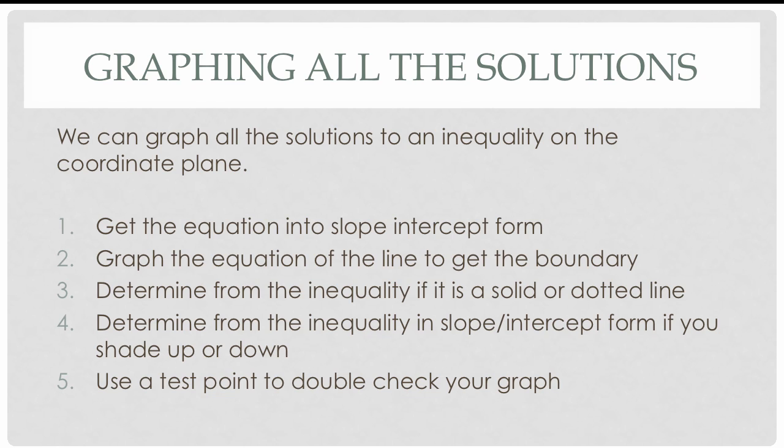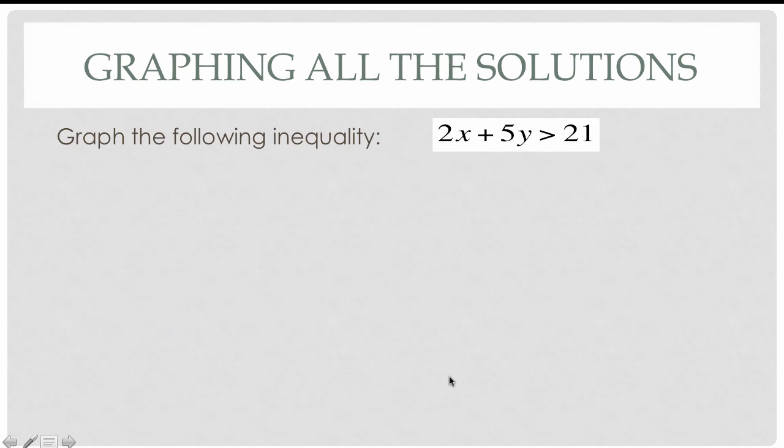Is there a nice way to represent all the solutions? Yes, if we use a graph, we can graph all the solutions to the inequality. So here we go. If you want to graph all the solutions, get your linear inequality into slope-intercept form, and graph the equation of the line to get the boundary. For our boundary line, we're going to determine from the inequality if it's solid or dotted. And then, once it's in slope-intercept form, we're going to determine if we shade up for all the solutions or down for all the solutions. And we can use a test point to double check your graph. Let's go over that here.